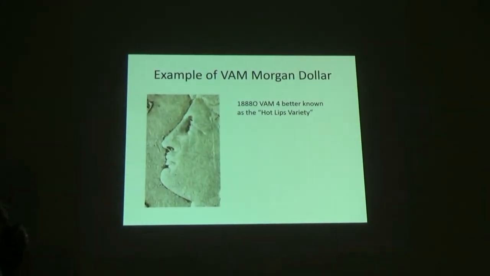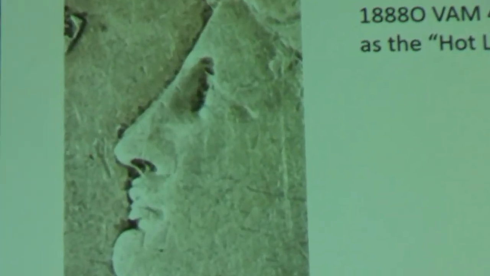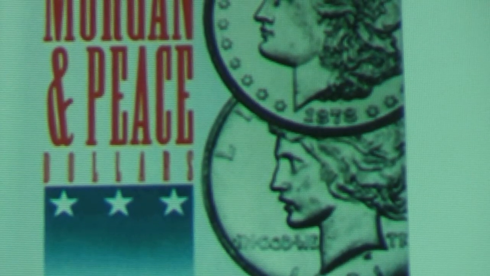Now, I'll be showing you the books later, but what both these gentlemen did is that they started out with a year, 1888, and they started the VAM. The first variety they found would be VAM 1, 2, 3, 4. So on 1888 this is VAM 4, and this is a very popular series. It's called Hot Lips. Anybody seen MASH? Right here you can see the lips. So that's VAM 4.